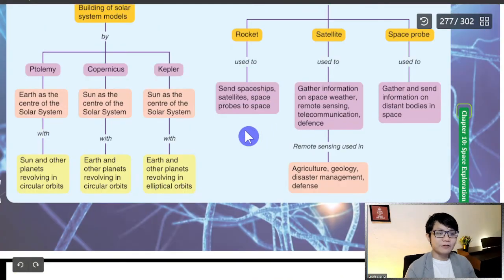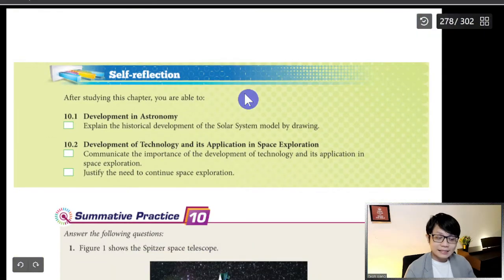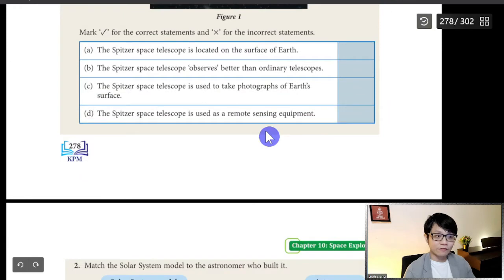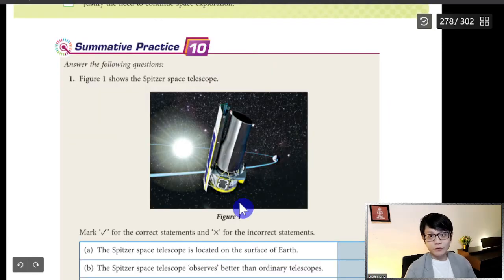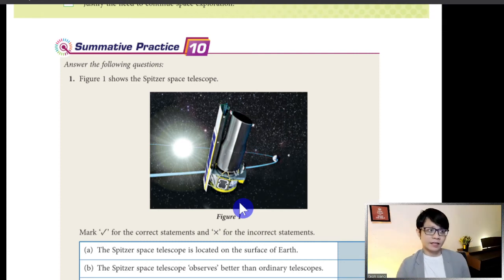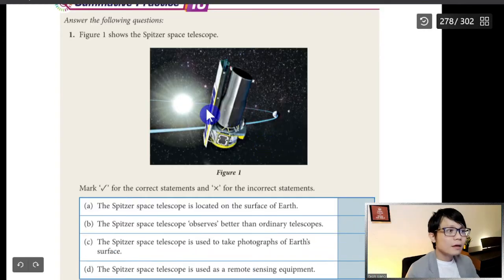Previously we talked about space exploration, and we are coming towards the end of the chapter. After we end this chapter, we are going to do some revision because we already finished the whole textbook. I think we are going to do some revision from chapter 1 until chapter 10 again to prepare for your exam. And okay, let's continue.